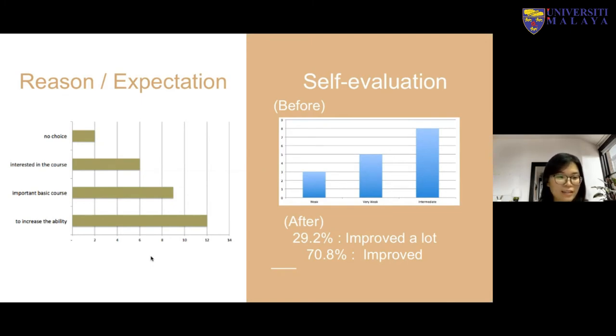Then we look at their self-evaluation of their level of mastery of classical Chinese text. Half of them said they are at intermediate level, while 31.8% of them think that they are weak or very weak, respectively. If we compare with their self-evaluation again at the final week of the course, in the question where we asked, after taking this course, I feel that and so on, 29.2% of them said that they have improved a lot, while the other 70.8% said that they have improved. No one chose options like I have no improvement at all, or I don't understand.